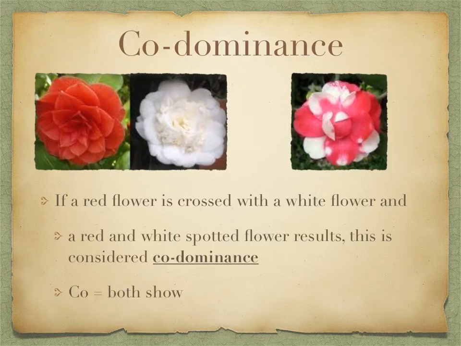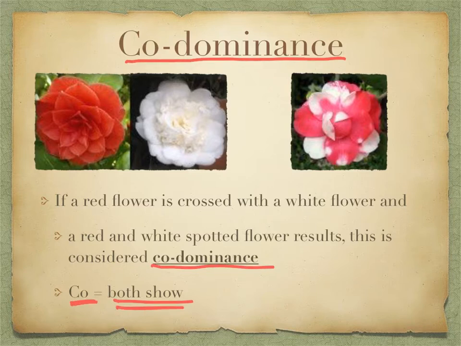Another complex pattern of inheritance is called codominance. Now this is a different species of flower, where a red flower is getting crossed with a white flower, and instead of getting a blending of traits, getting pink, it's going to have both of these colors show, both red and white spotted flowers. This is called codominance because both versions show equally. They're just as dominant.